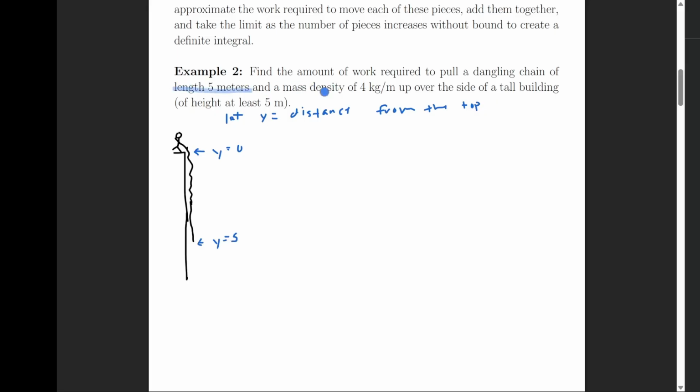Mass density of 4 kilograms per meter, and then we check. They're in the same unit, so that's great. Perfect, actually. So what do we do?